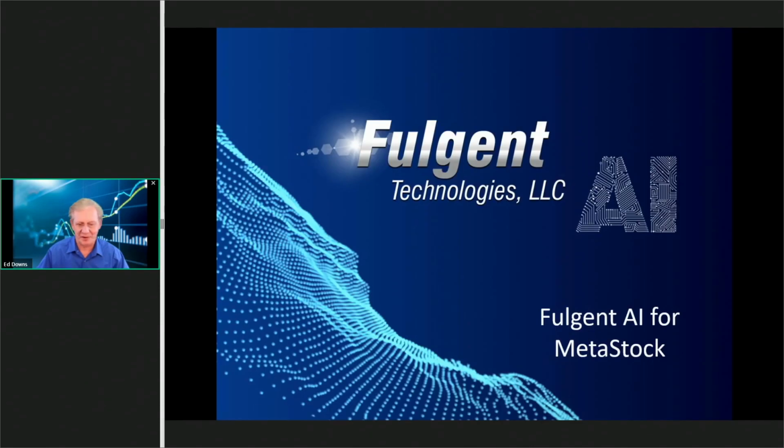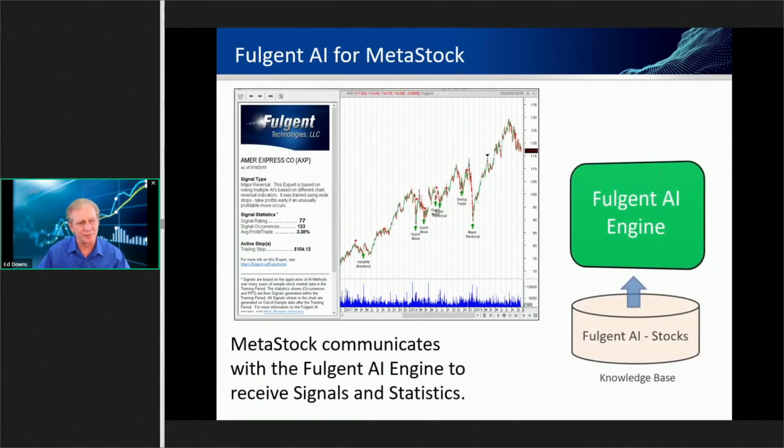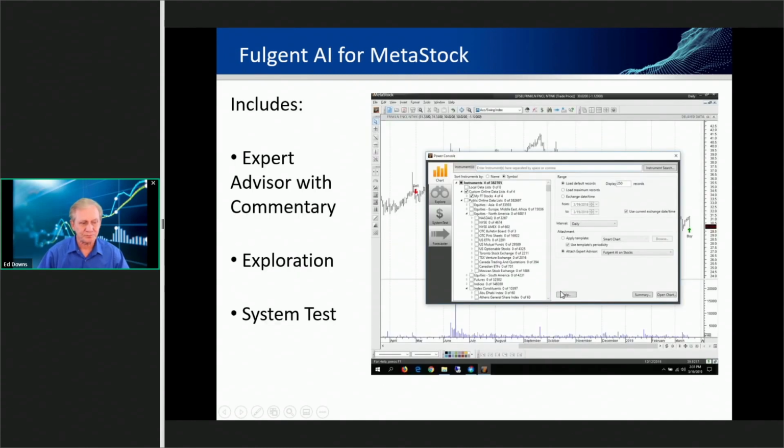Now let's get down to brass tacks and talk very quickly about the implementation of our AI in MetaStock. So you've got the knowledge base over there. There's this engine running in the background, and it is talking to MetaStock. MetaStock says, here's all this data, here's 100,000 bars of data, see what you got. And it goes in the knowledge base and is looking for matches. And then they come back as signals. And they're really good signals. You can see that in this chart on American Express.